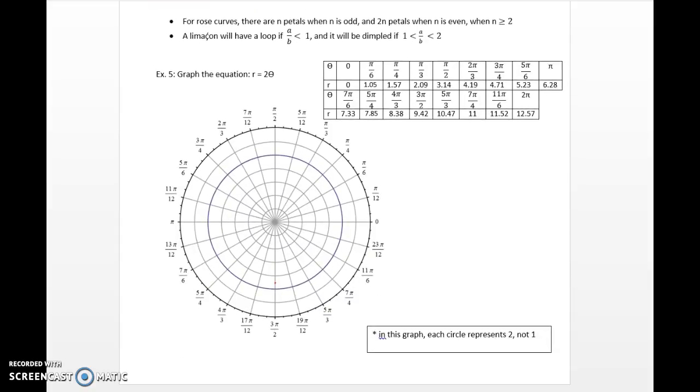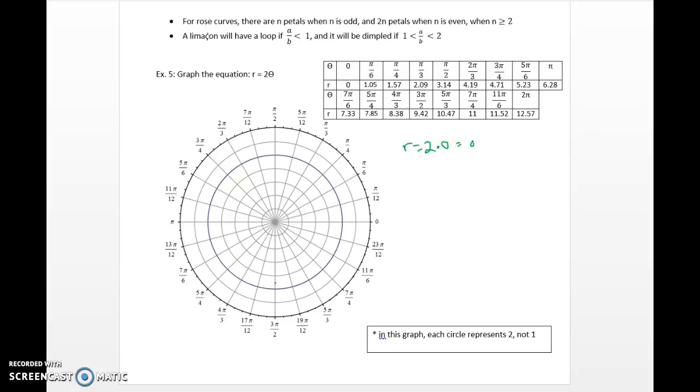And the thing about Archimedes spirals is they get big pretty quick. So for this example, I'm saying each circle represents 2 instead of 1. And I went ahead and I found all the values. So let's start with 0. r equals 2 times 0, which is 0.